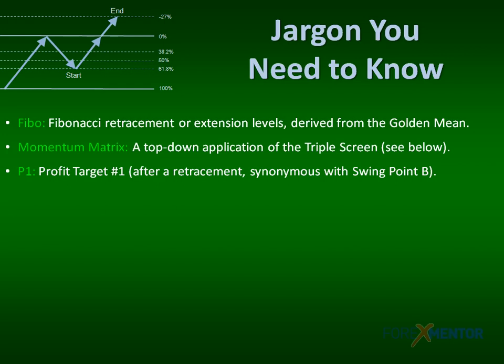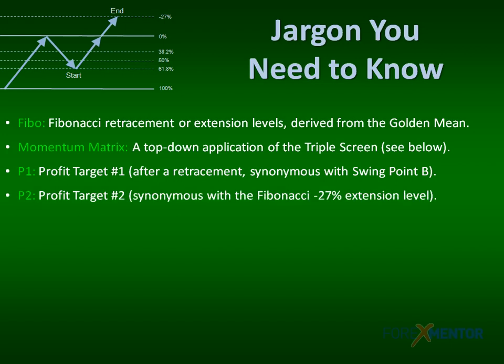And so after a retracement, i.e. a rally in the downtrend or dip in the uptrend, we'll look to take part of the profit off the table when the market goes back to the current low or current high. Okay, and that is synonymous with what we call swing point B. P2 is the second profit target, and that is simply derived from the Fibonacci 27% extension level.